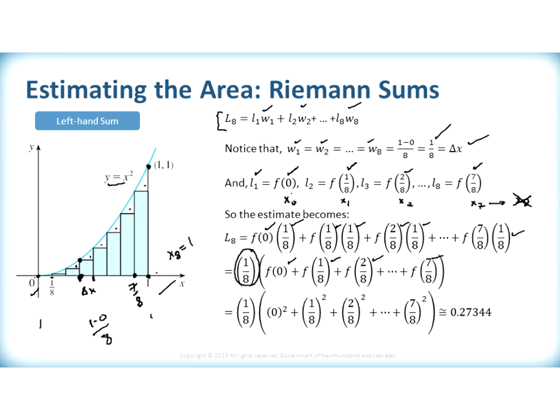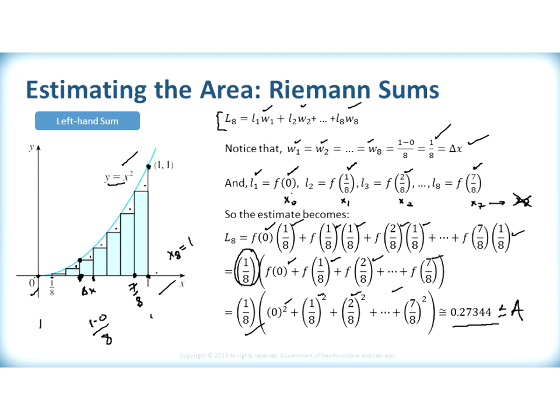All right, so if I'm going to do that, all I have to do is take y equals x squared, which was the function, and evaluate it at each of those spots, add them all together, and multiply by 1/8, and what I end up with is 0.27344. Now I know that that's not a great estimate. We lost a lot of area there, but it's reasonable, and we also know it's an underestimate, so that's less than or equal to what our area is actually going to be.